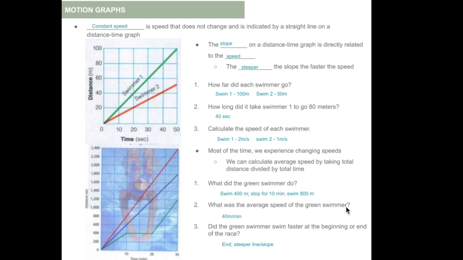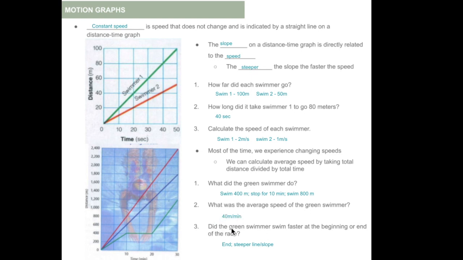What was the average speed of the green swimmer? Remember, we're going to take total distance divided by time. So we want a total of 1,200 meters divided by our time of 30 minutes, and we should get 40 meters per minute.